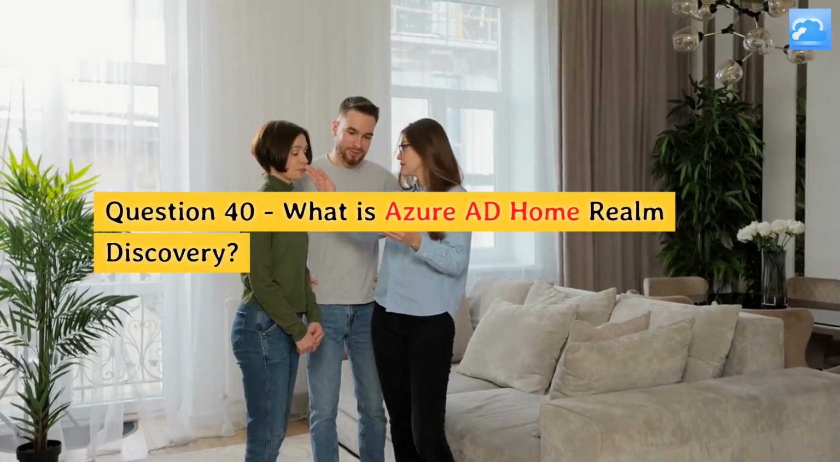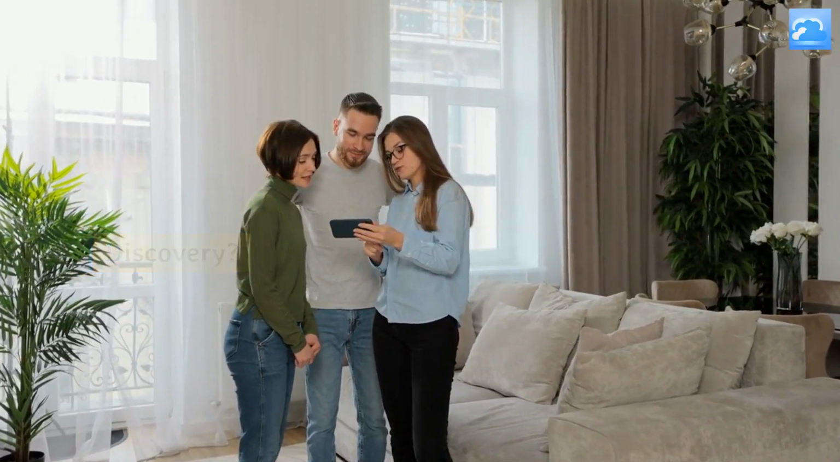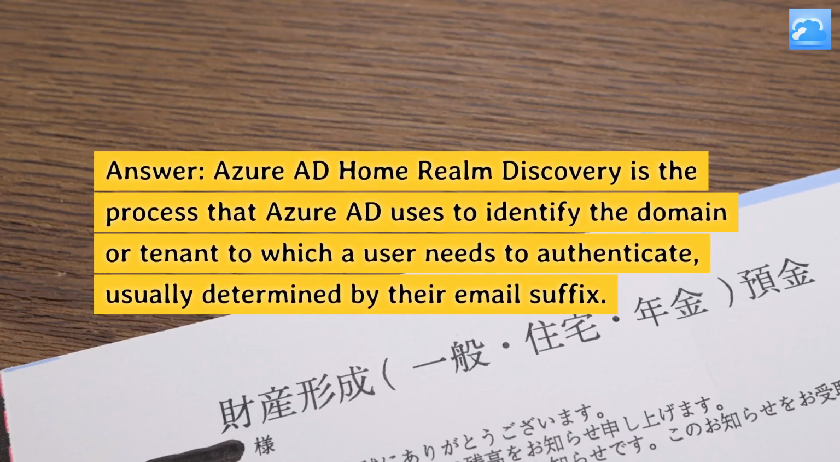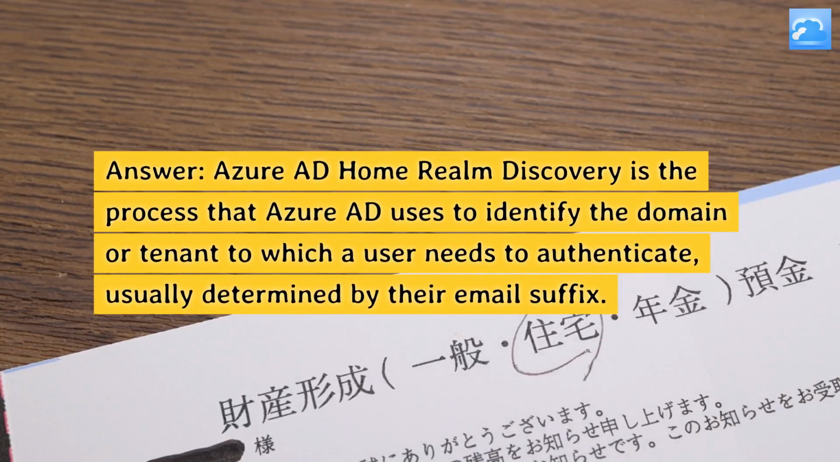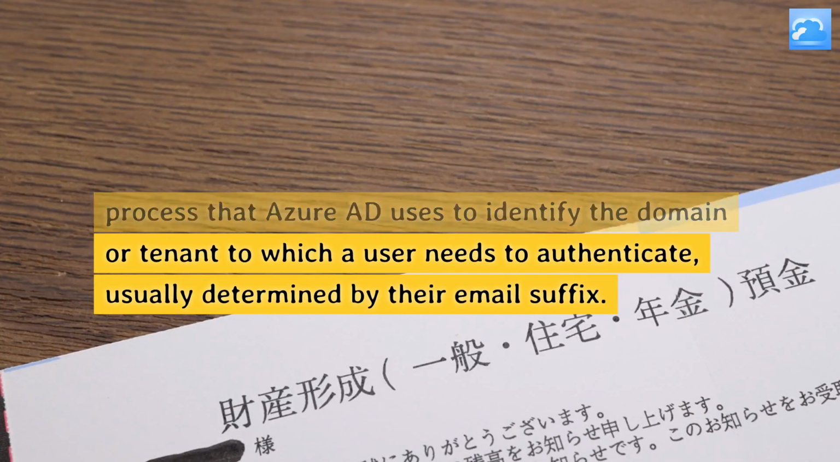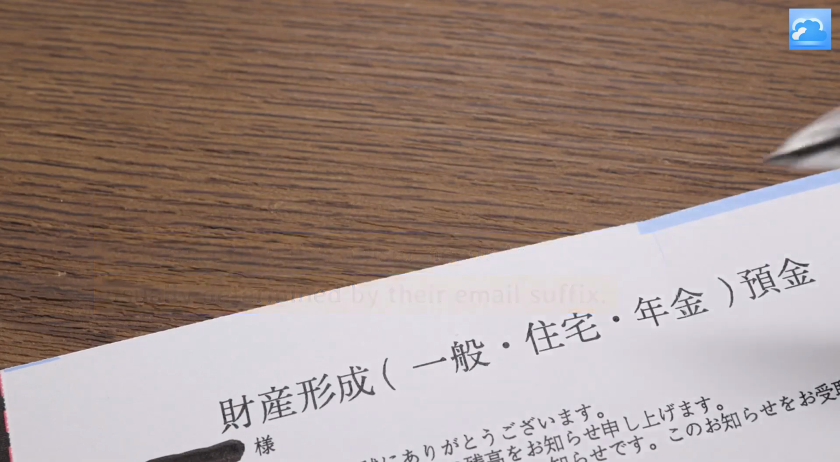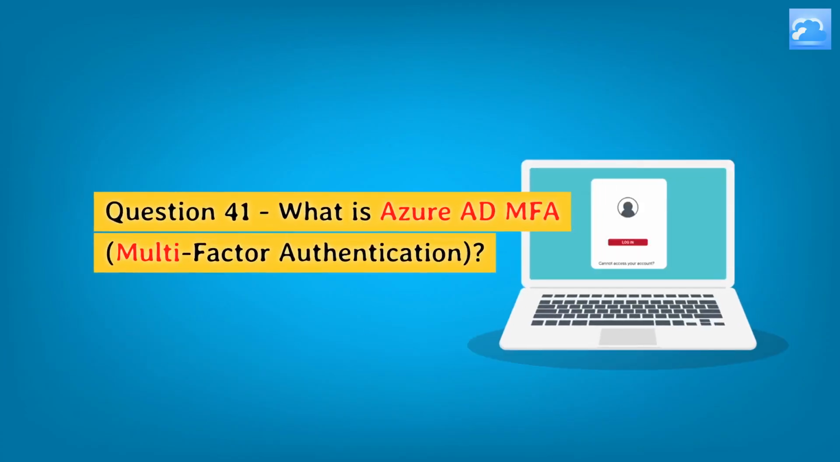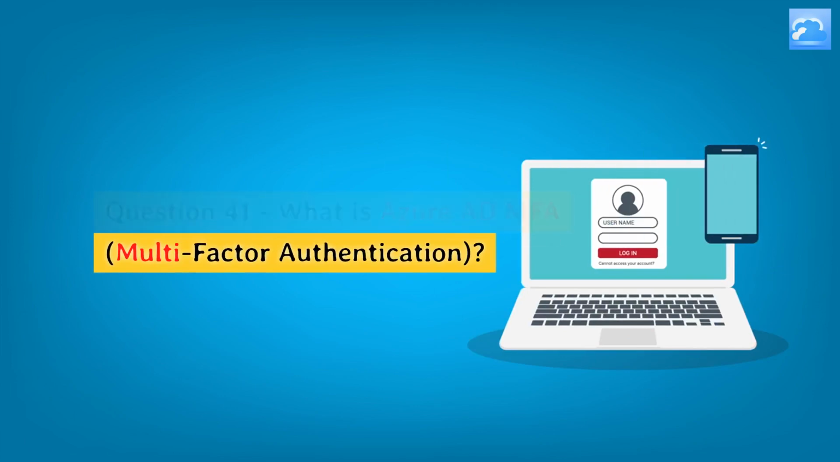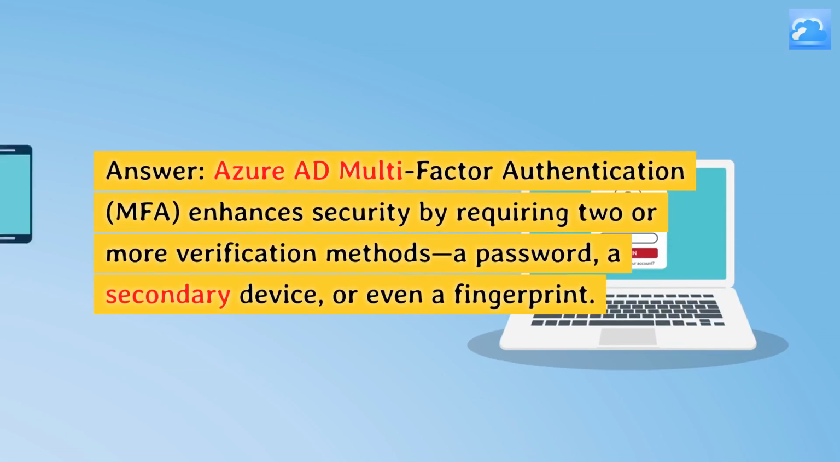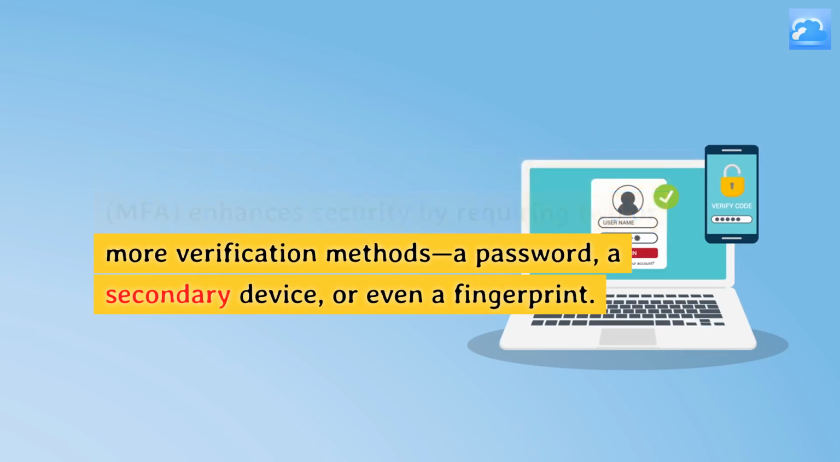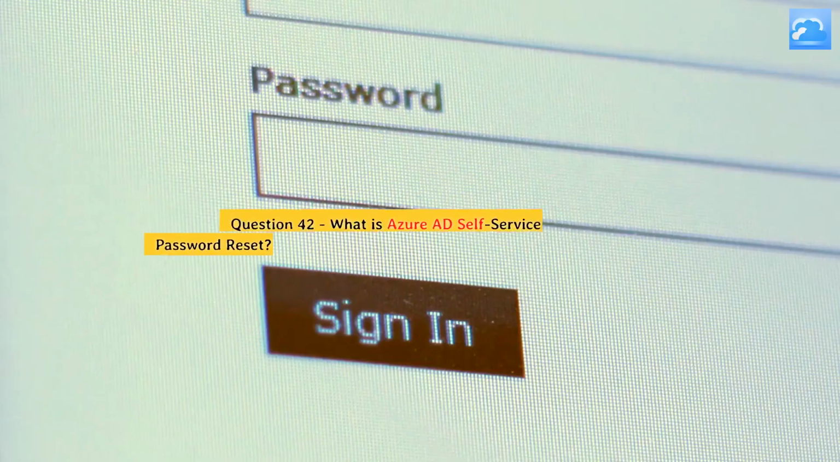Question 40. What is Azure AD Home Realm Discovery? Answer: Azure AD Home Realm Discovery is the process that Azure AD uses to identify the domain or tenant to which a user needs to authenticate, usually determined by their email suffix. Question 41. What is Azure AD MFA, Multi-Factor Authentication? Answer: Azure AD Multi-Factor Authentication, MFA, enhances security by requiring two or more verification methods, a password, a secondary device, or even a fingerprint.